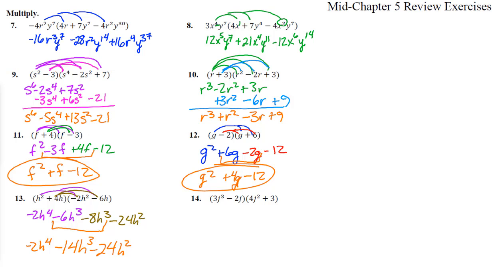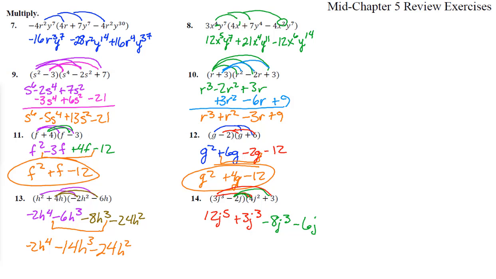All right, and the last one, number 14. 3j cubed times 4j squared is 12j to the fifth plus 3j cubed, and then use a different color there. The negative 2, oops, there we go. Negative 2 comes in here, and we get negative 8j to the third power. Again, that's a 1 and a 2, so we add exponents when we multiply, minus 6j.